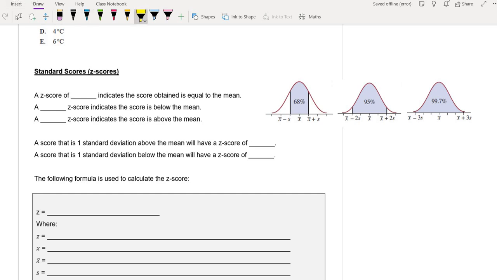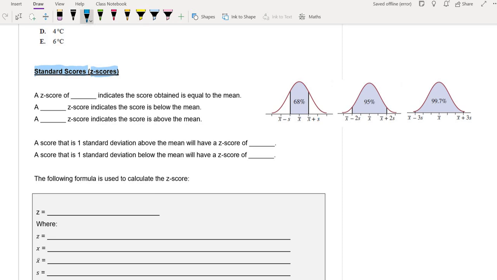All right, now we're going to talk a little bit about standardized scores or Z-scores, which is what we'll refer to. A Z-score is going to tell us whereabouts on our bell curve the score, the number that we're dealing with, lies. So it might be like here, might be like here, might be here. We want to know where it is.